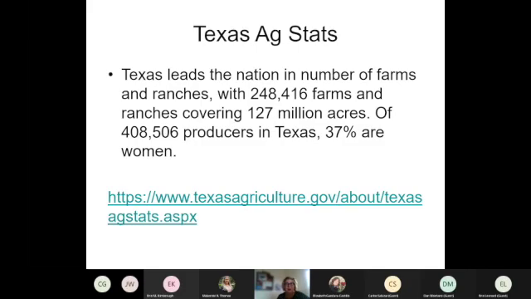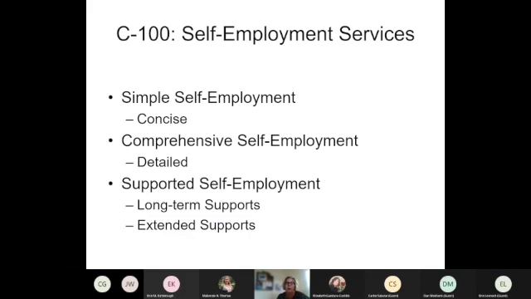Then I went to the Texas agriculture website. And of course, you probably already know this, that Texas leads the nation in number of farms and ranches, with 248,416 farms and ranches covering 127 million acres. Of the 408,000 producers in Texas, 37% are women. I thought that was pretty cool. And I put the link from where I obtained that information. So I think, as we know, ranching and farming is a very viable form of self-employment.